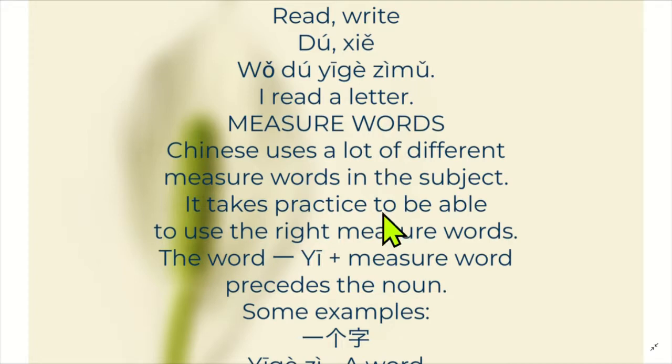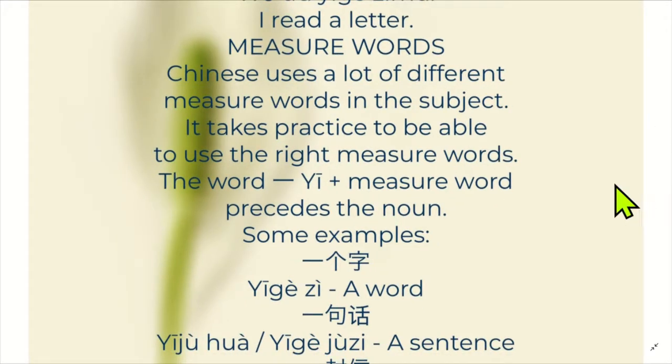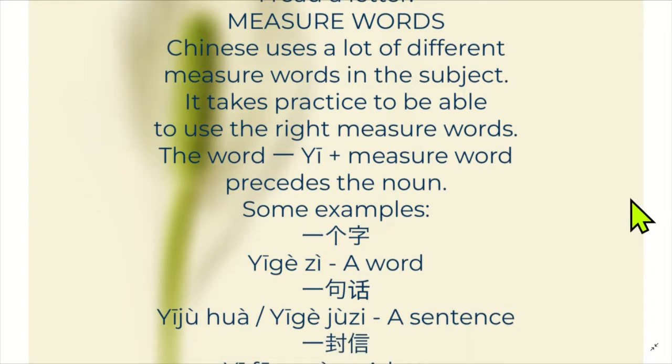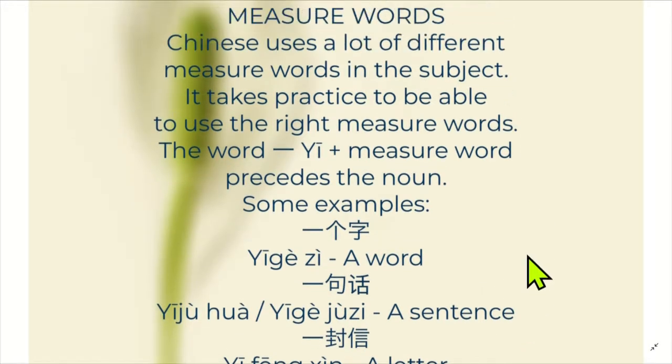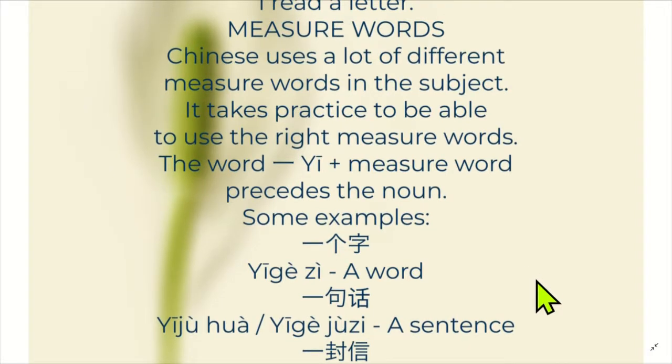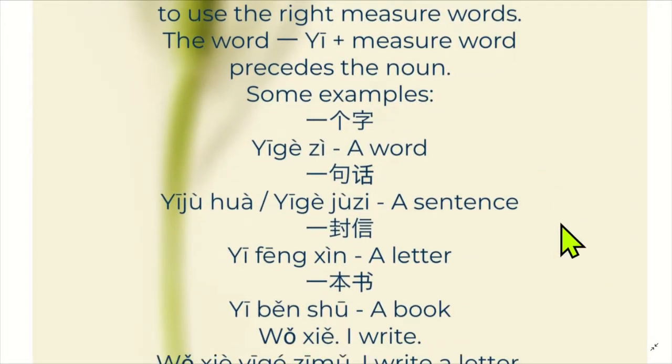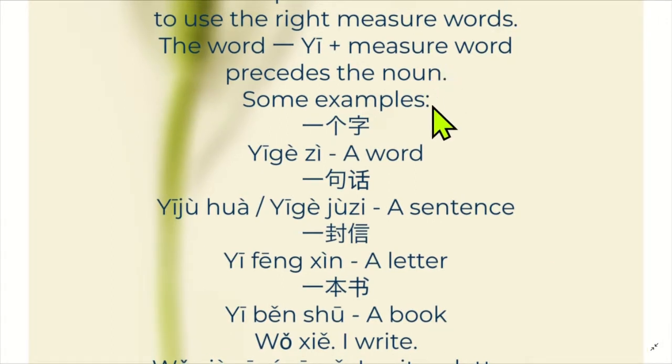I read a letter. In Chinese, you always encounter measure words. What are measure words? Those are the words that you add after a number, for example, number 1 or a, to just show what kind of nouns they are, what kind of objects they are. It really takes a lot of practice and listening and reading and writing to be able to get familiar with these measure words. And in this manner, they always precede the noun. They are after the number, but they always precede the noun.